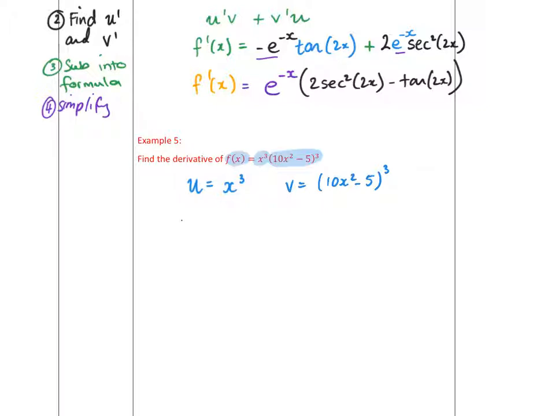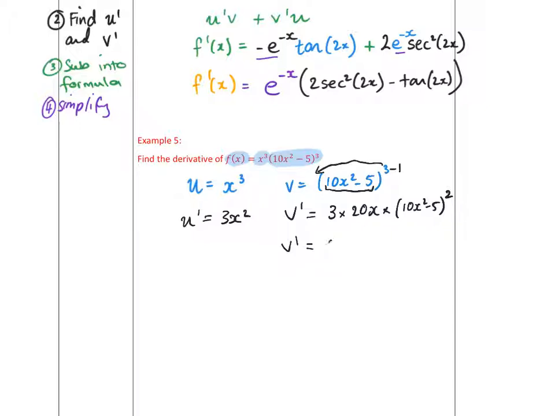Now the derivative of u, we'll call it u dash, is a simple one, just 3x squared. But the derivative of v is a little bit harder to work out. So we can use the shortcut for the chain rule here. If we drop the 3 down, we get 3 times the derivative inside here. Now the derivative of 10x squared is 20x. And we're going to multiply that by the bracket 10x squared minus 5, to the power of 3 minus 1, so that's all squared. So v dash is actually 60x times 10x squared minus 5 squared.